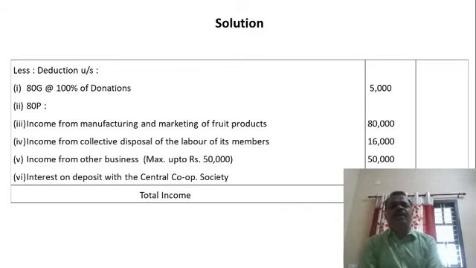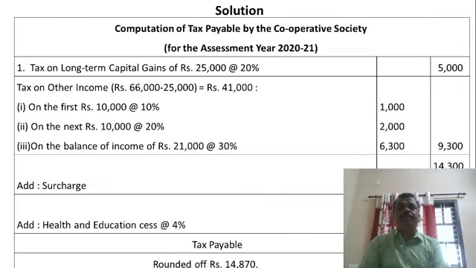Here usually each and every cooperative society will get this exemption, income from other business. If it is a consumer cooperative society, maximum up to 1 lakh. Other than consumer cooperative society, we assumed that this particular society is not a consumer cooperative society. So maximum deduction available only 50,000. Interest on deposit with the central cooperative society 16,000. So total deduction 1,67,000. Total income after deduction 66,000.